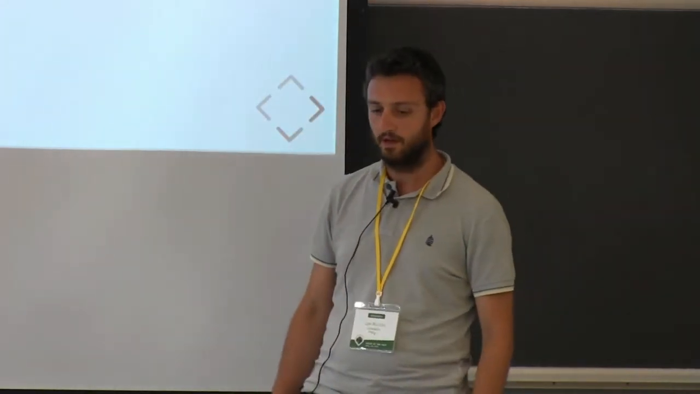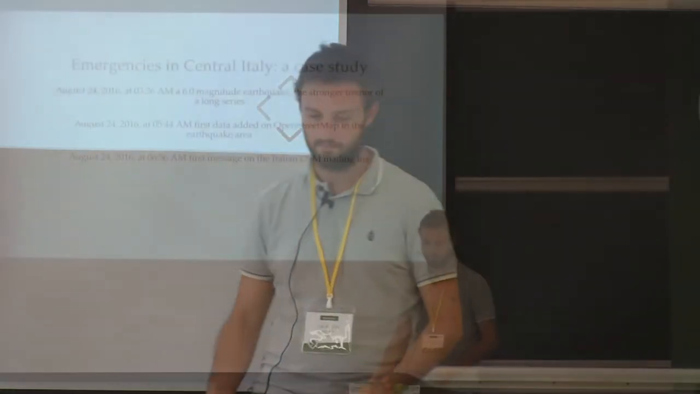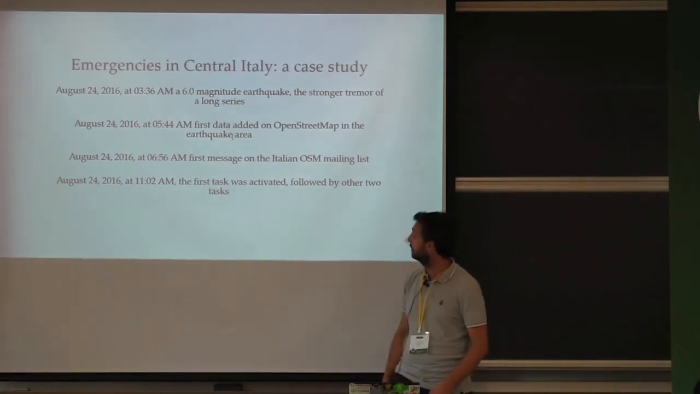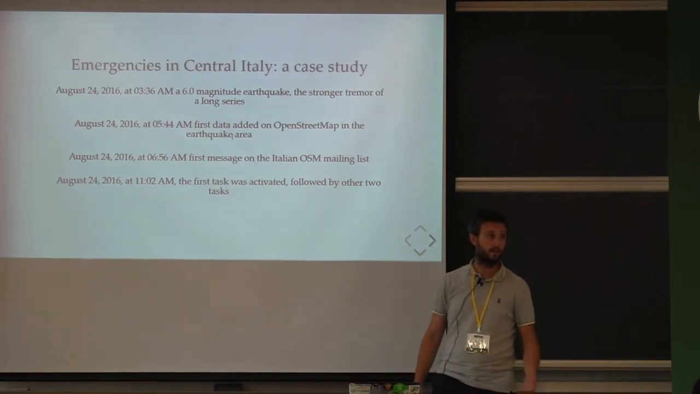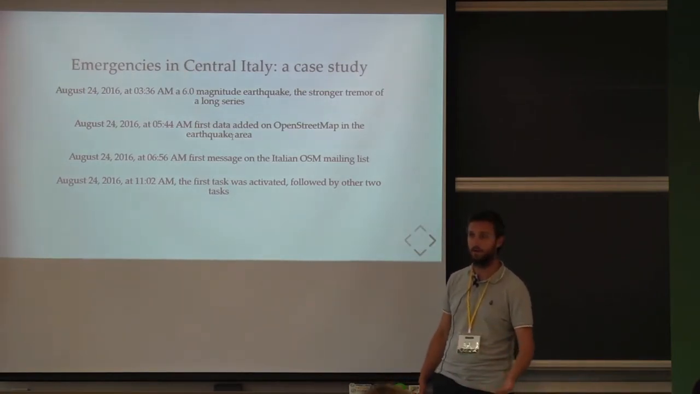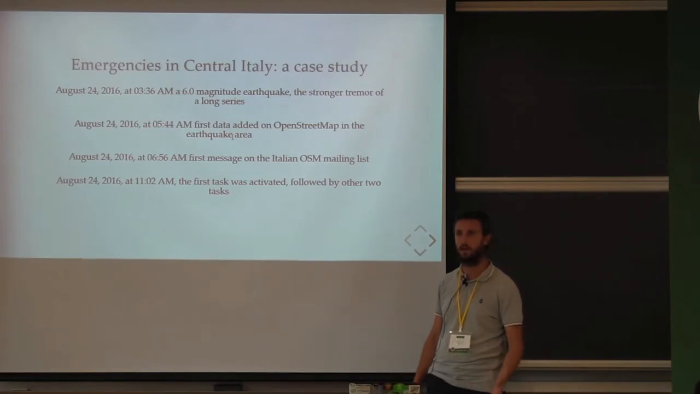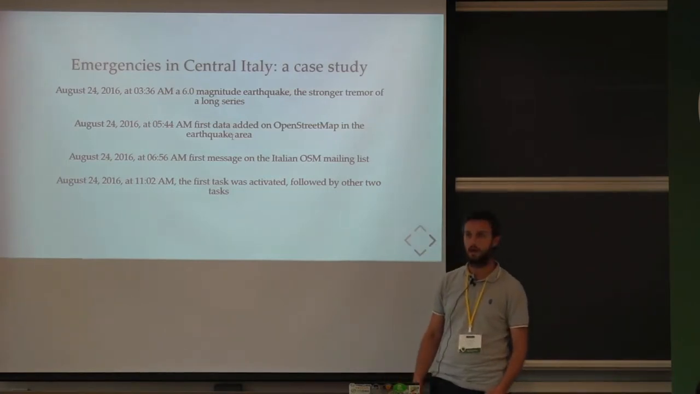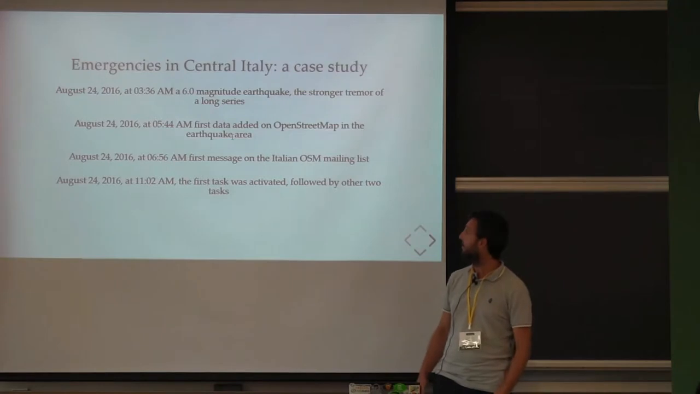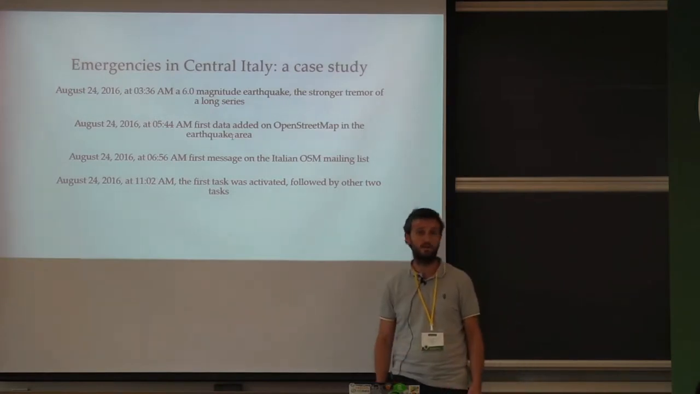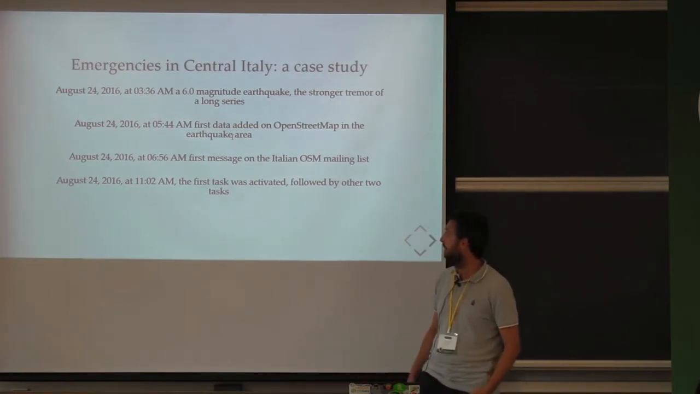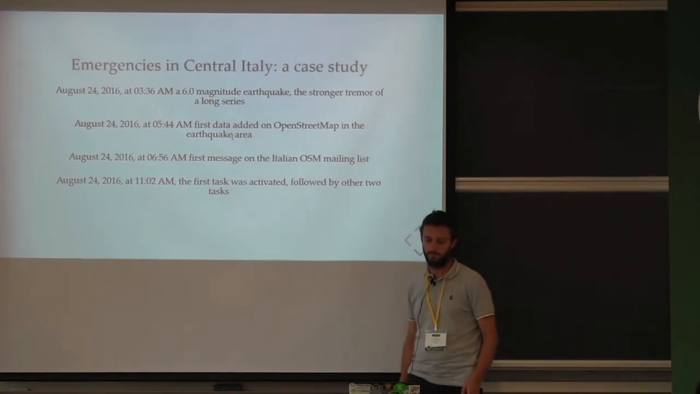One hour after, there was the first message on the Italian mailing list saying there is an earthquake, what can we do. And four or five hours later, a task was started on the Italian Tasking Manager. The Italian Wikimedia chapter has a server, and they set up the Tasking Manager we use for different events, also some small projects. So we started with the first task. We activated three tasks for this event.